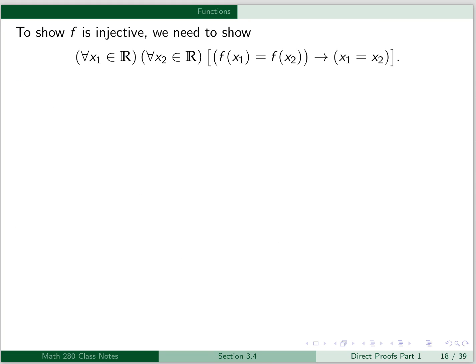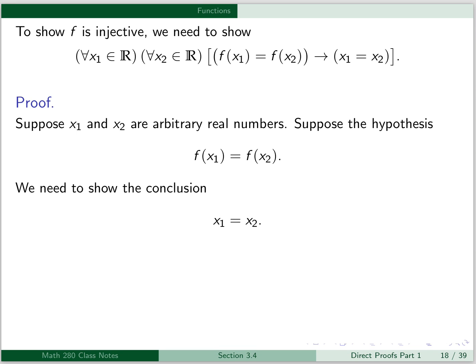To show that f is injective, we would need to show for all x1 in R, for all x2 in R, f of x1 equals f of x2 implies x1 equals x2. We start our proof by supposing x1 and x2 are arbitrary real numbers. We suppose the hypothesis f of x1 equals f of x2. We then need to show the conclusion x1 equals x2. This is just as we started the previous example.